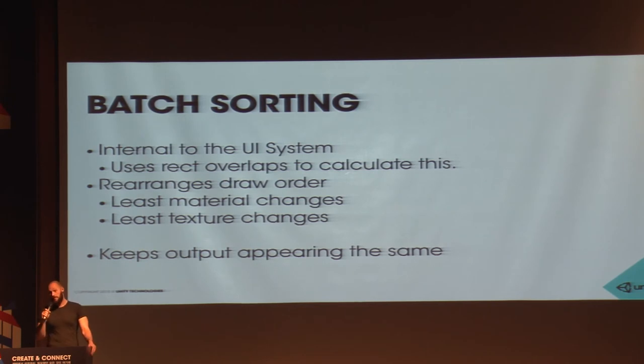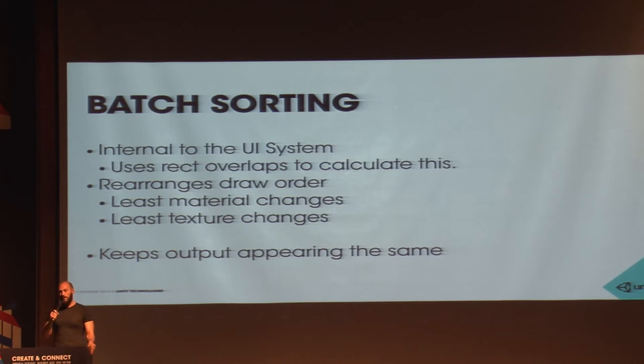This brings us to the next part of the UI system, which is important to understand. And that is the sorting that we use. Now, sorting is a concept that is internal to the UI system and is not directly exposed to you. What it does is it considers the elements you have in your scene and looks at how they overlap. This means you can affect sorting by constructing your content in a way that can be nicely sorted.